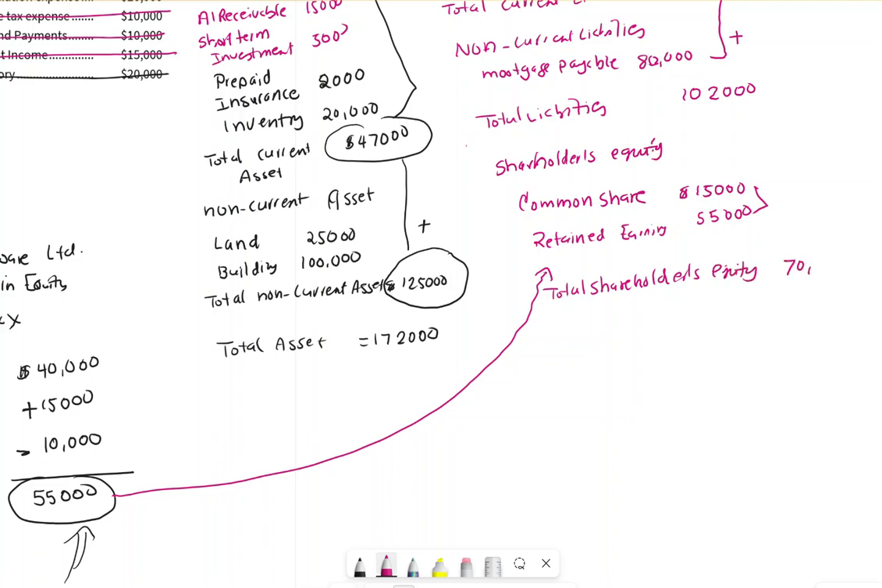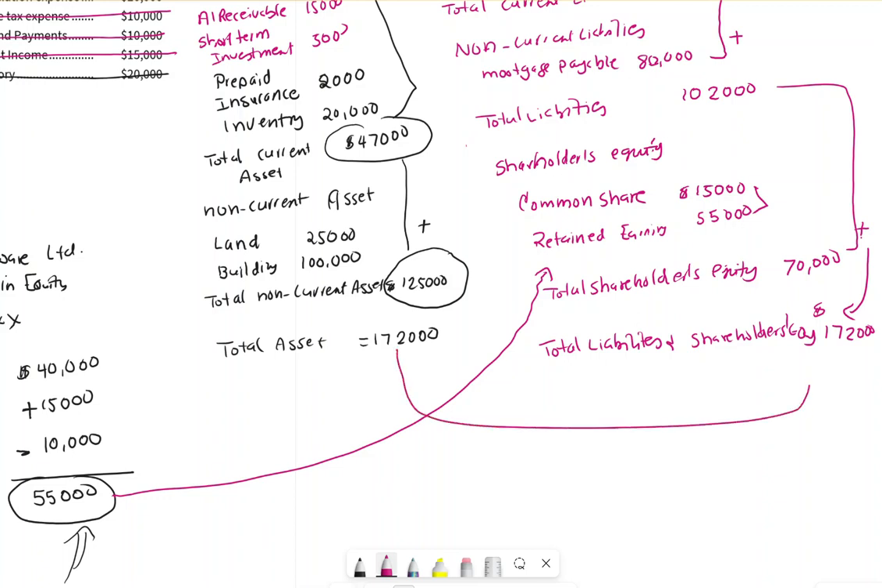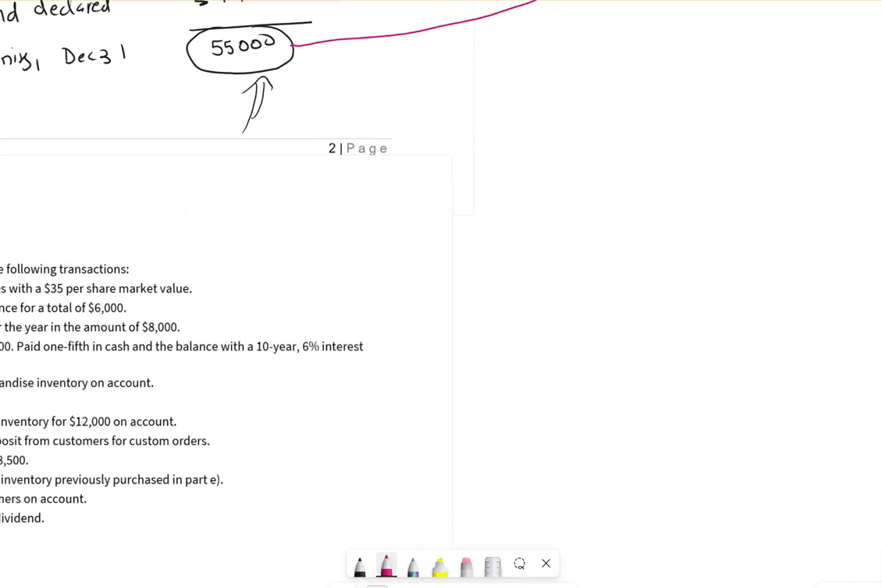And that is my 70,000. And now I have to add these two numbers, and what am I going to get? Total liabilities and shareholders' equity, and that will be 172,000. So if you look at it, they both balance. Just like what we did in the first question, they all have to balance. Let's go to my next one.